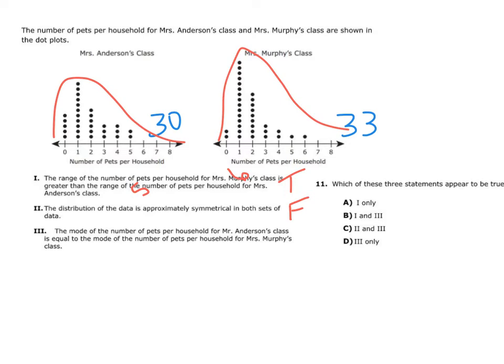And then the last one, the mode of the number of pets per household for Mrs. Anderson's class is equal to the mode of the number of pets per household for Mrs. Murphy's class. So the mode here is 1, and the mode here is also 1. If it says it's the same, then that's true. So my answer should be 1 and 3. So that's letter B. Again, make sure you go back and correct your answers or write down what you could have done better.